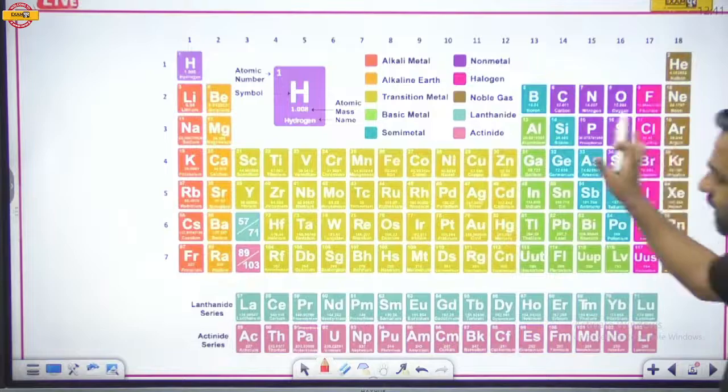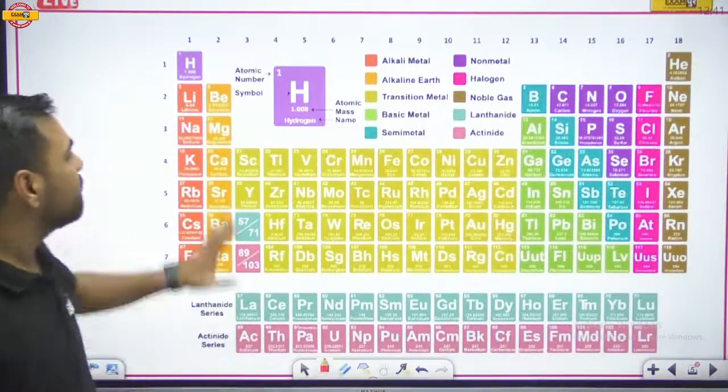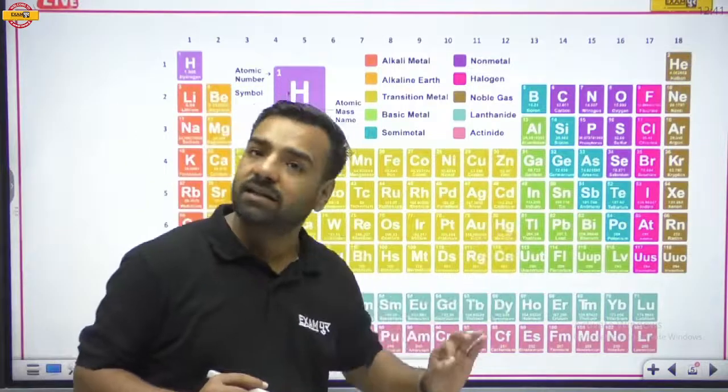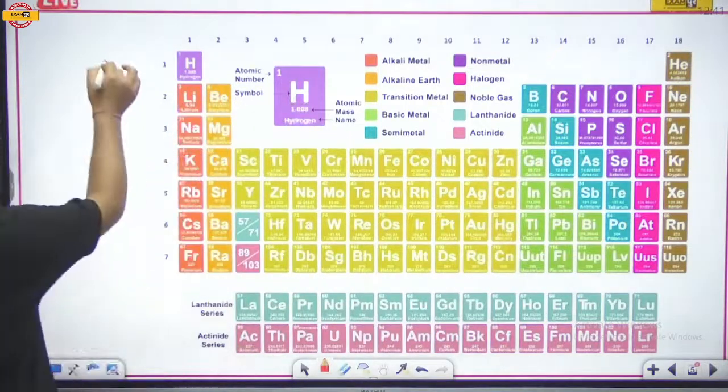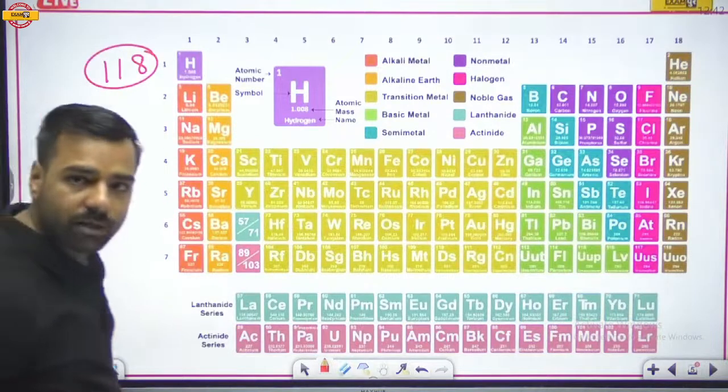Next. So here is the periodic table. The next question which may come in the examination is, if I'm talking about this periodic table, how many elements are there? Please remember, the modern periodic table contains 118 elements. Got my point?